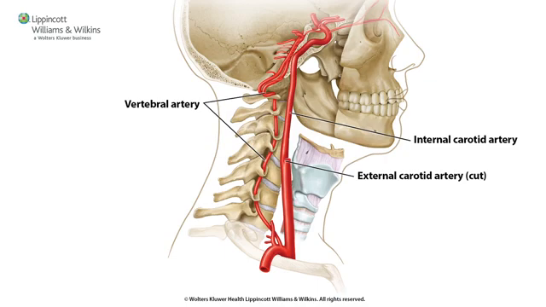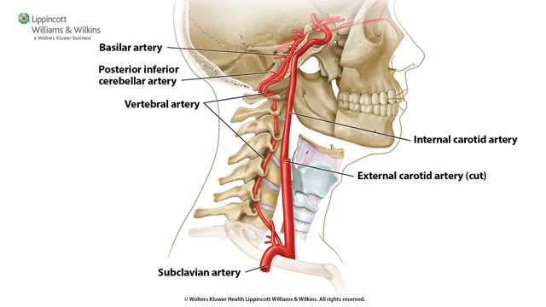The vertebral artery arises from the subclavian artery, and it runs through the transverse foramina of the cervical vertebrae all the way up the neck. And then the vertebral arteries give off the PICA, the posterior inferior cerebellar artery, and also the anterior spinal artery to supply the cervical spinal cord. And then the vertebrals merge to form the basilar artery. So the vertebrals and the basilar artery are the main blood supply to the cerebellum and the brainstem. So again, what supplies blood to the cerebellum and the brainstem? The vertebral arteries and the basilar artery.